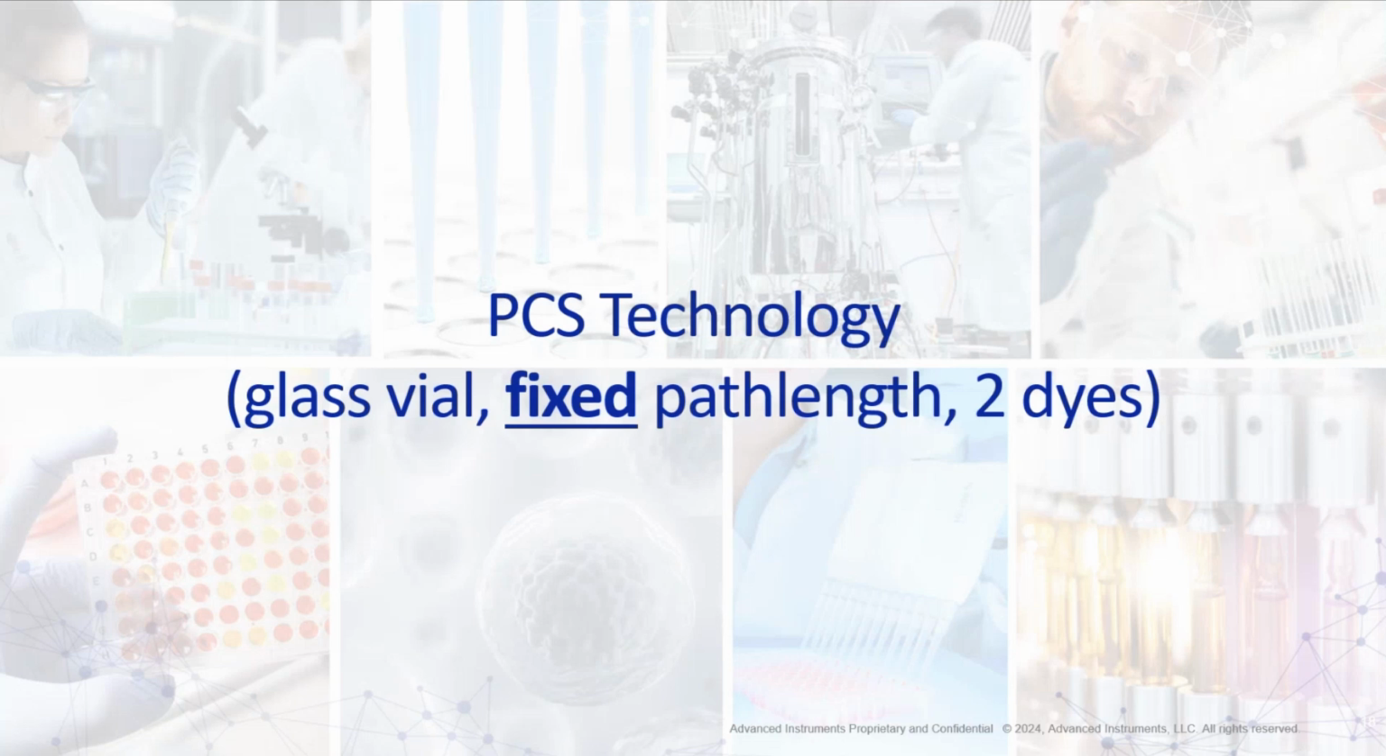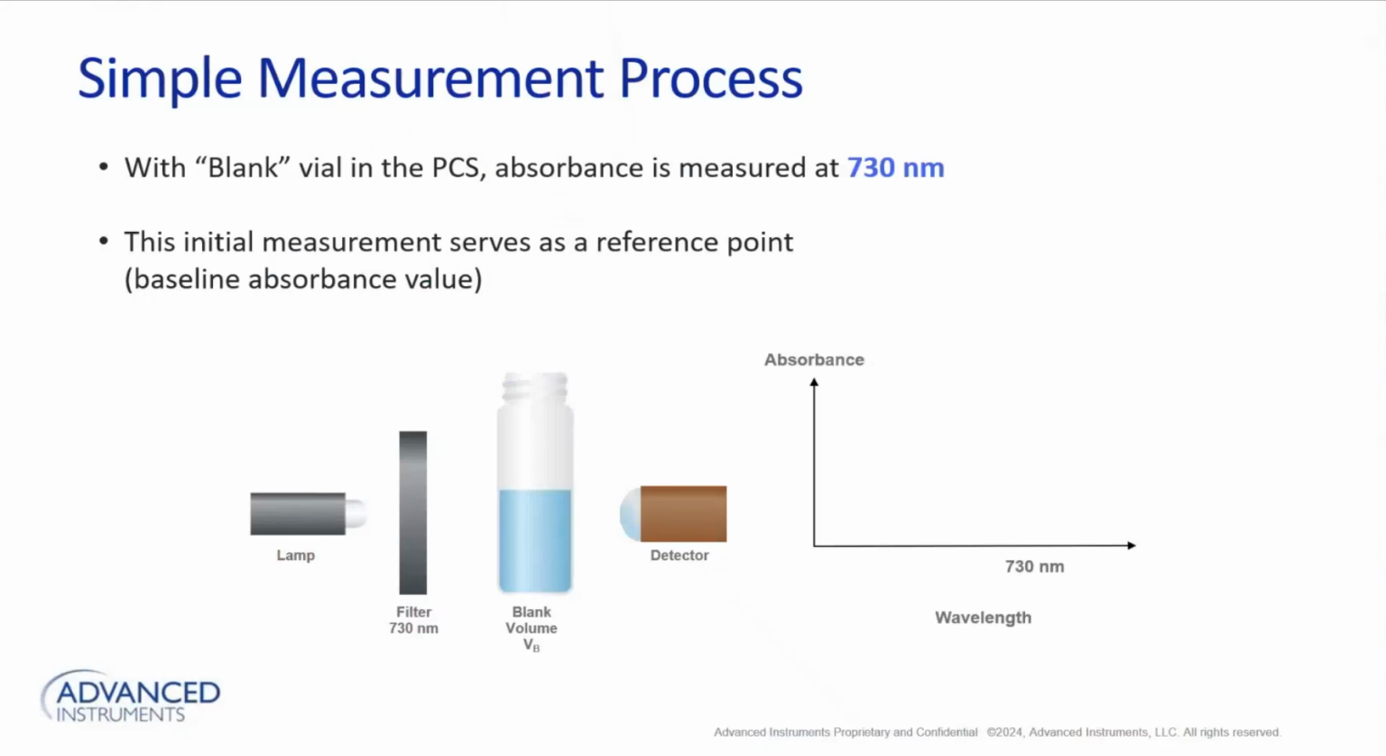So let's look, we're gonna have a few more slides for PCS. So PCS technology, the glass vial, again, fixed path length, very important the way the technology works, 2 dyes. As we mentioned earlier, every time you put a vial into the system, it's gonna measure that baseline absorbance.